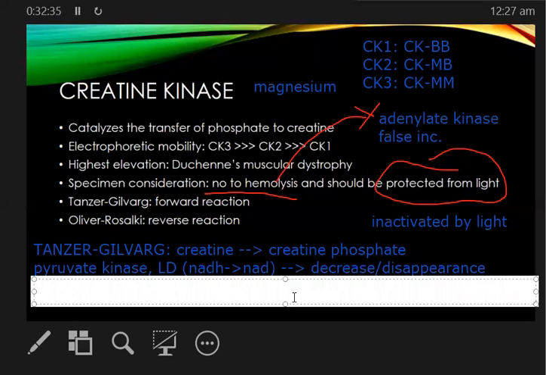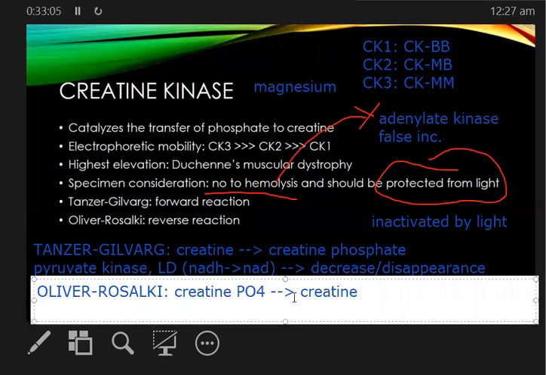Right. So the other one, we have your Oliver-Rosalki method. So your Oliver-Rosalki method is the reverse reaction in which you have creatine phosphate being converted to creatine.